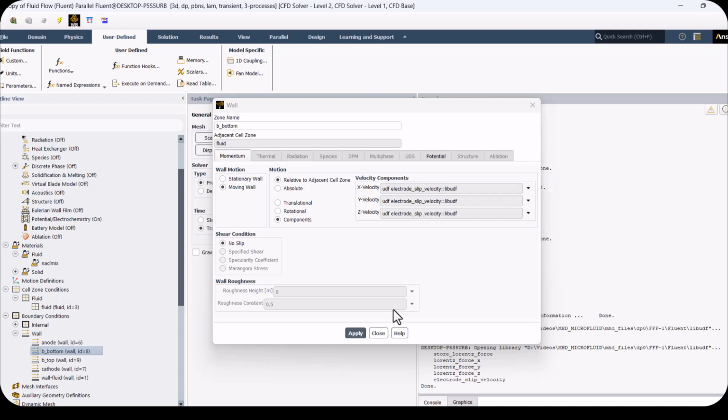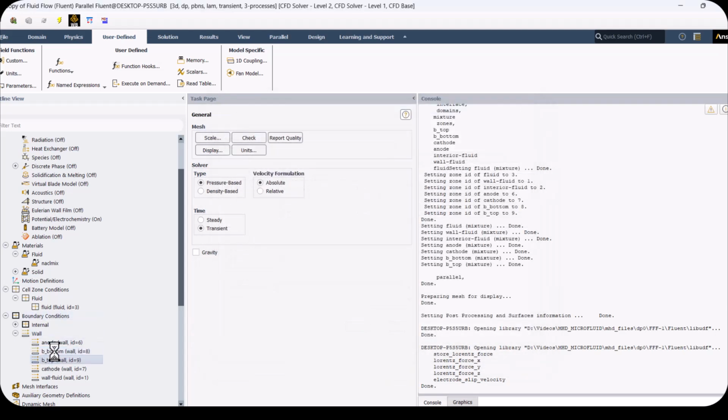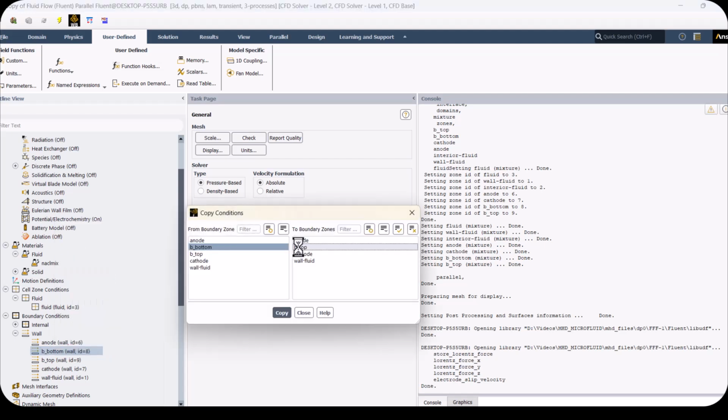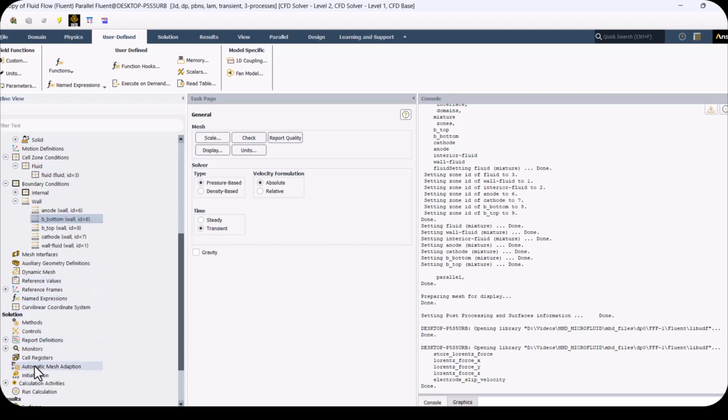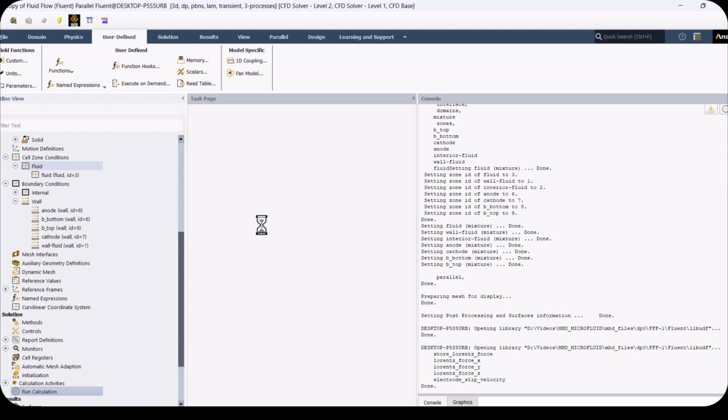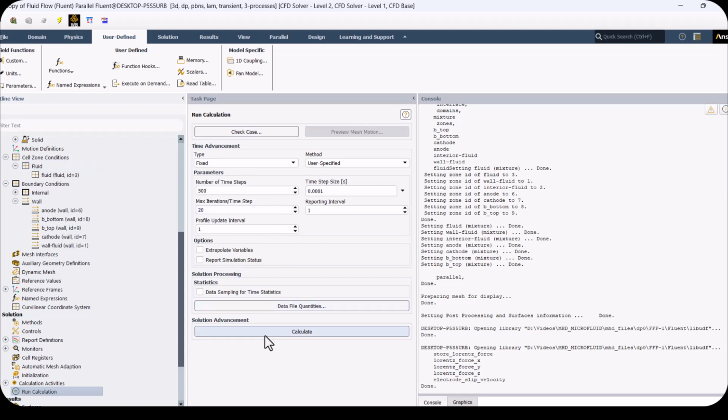The same UDF you can keep for all these profiles, because we are using the switch case statement. Depending on i, j, k, it will give the x component, y component, and z component. Then click on copy. You can copy to these two other walls also. Yes, close it. Now you can just increase the memory locations we are using. It's already increased, so you can just initialize and run, taking this as the time step size.